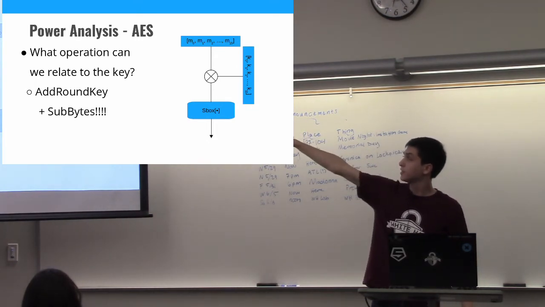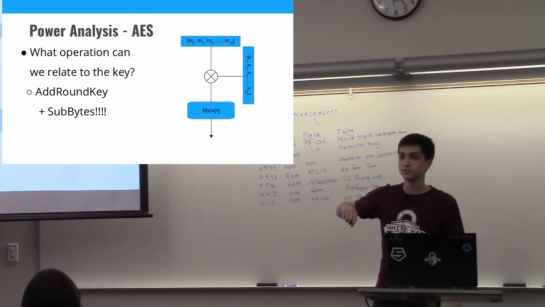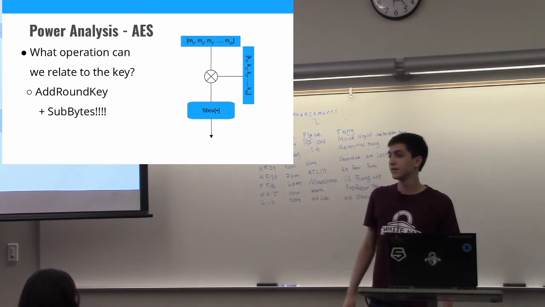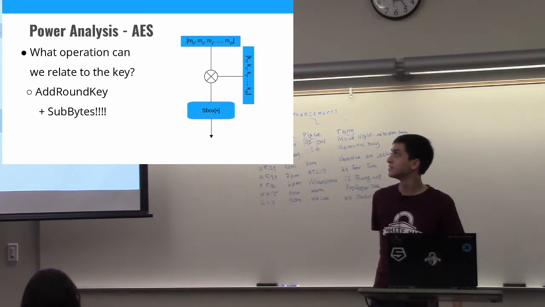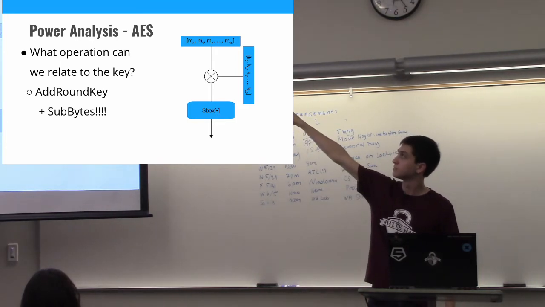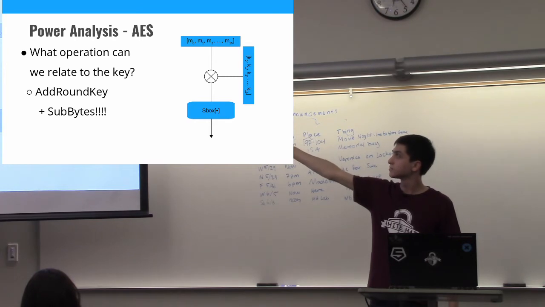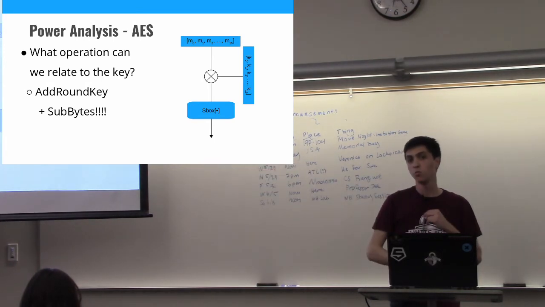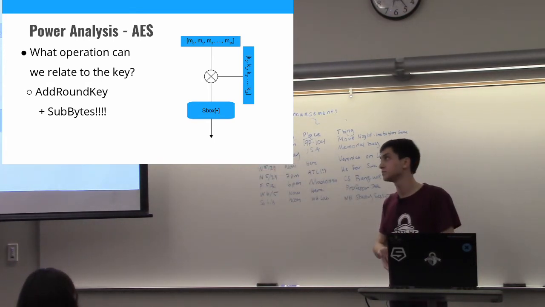What we're going to go for is the initial add round key and the sub-bytes. That add round key is just an XOR, which is exclusive OR. Is everyone familiar with that? Okay. It's that circle with the X. So we know M, we don't know K, but we know what the S box is, and that's what we're going to attack. We're going to attack what comes out of that S box.